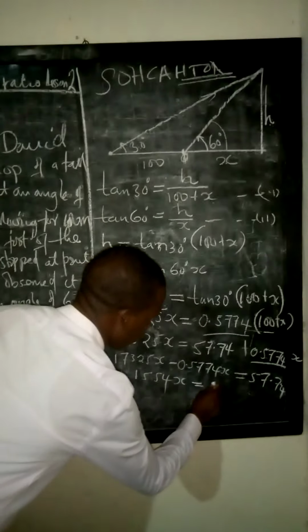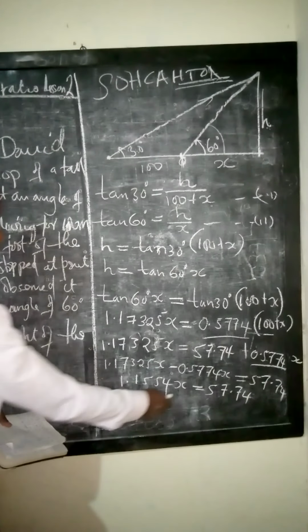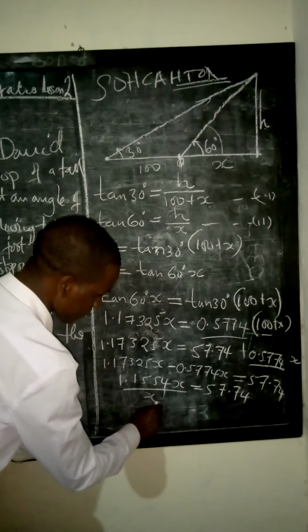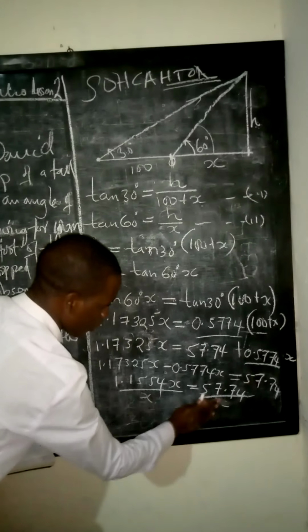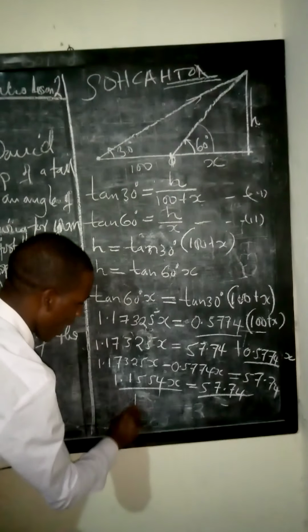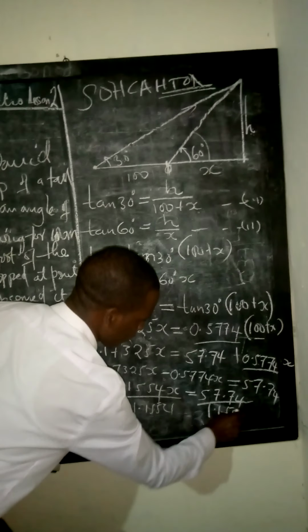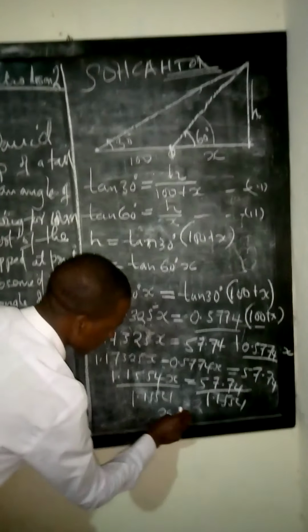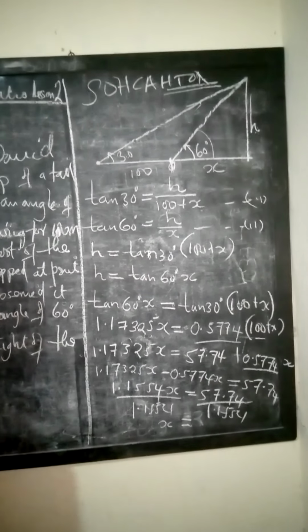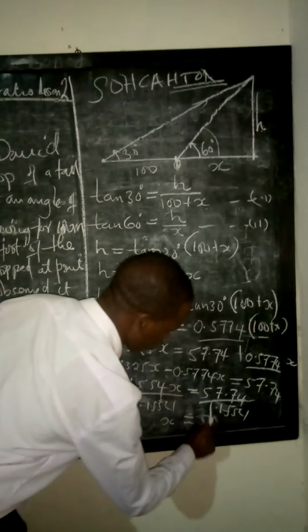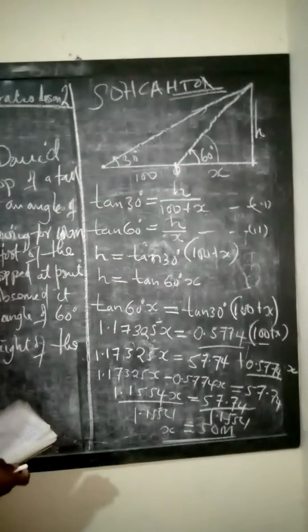Then from there, when we subtract, we shall get 1.1554x is equal to 57.74. We want to be left with x on one side. Therefore, here we divide by 1.1554 and the other side by 1.1554. We are left with x. If you divide using our calculator, you'll find 49.99. So we can call it 50, we can round it off. So x is 50 meters.